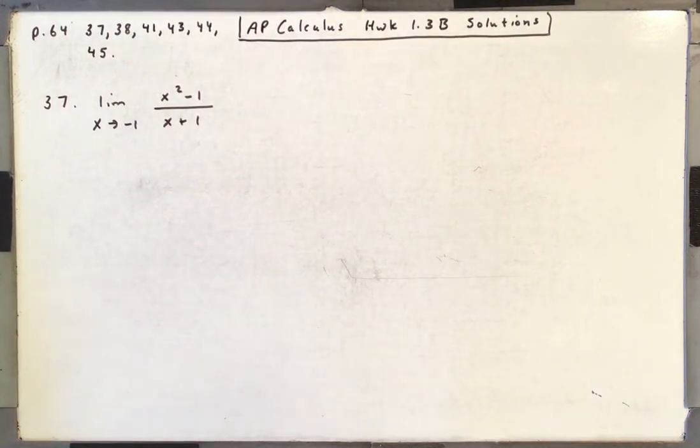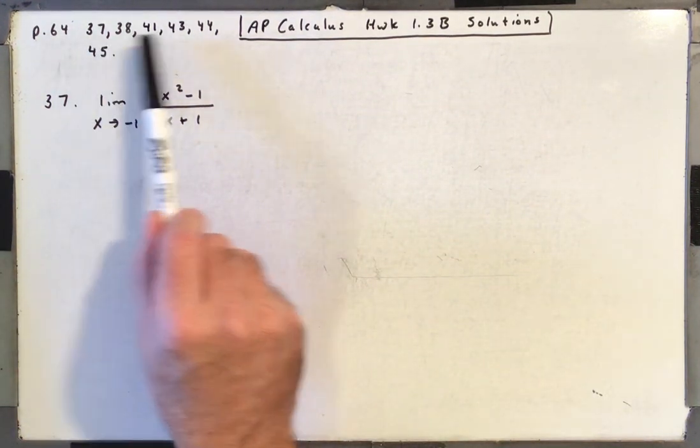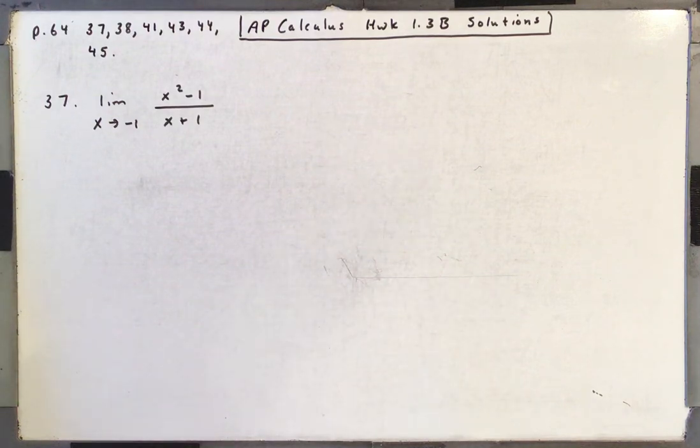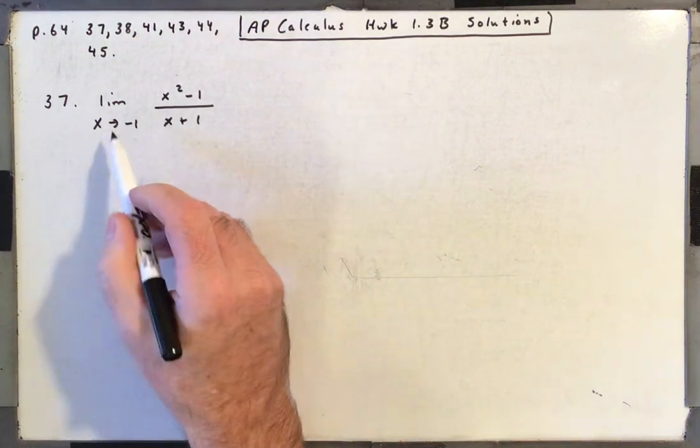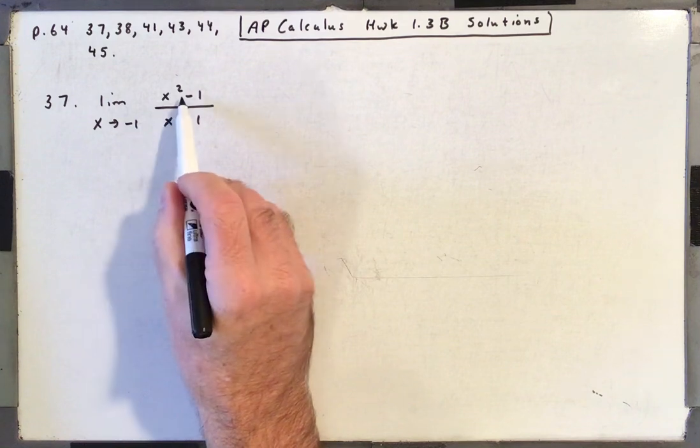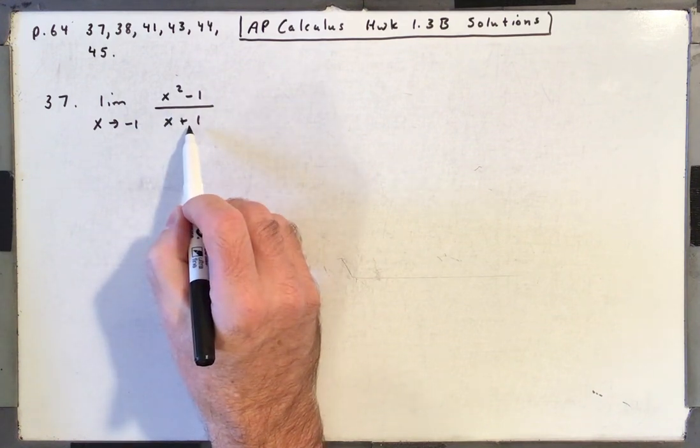All right, this is the solutions video for homework 1.3b, page 64, and we're going to do 6 problems, starting with number 37. So we take the limit as x approaches -1 of x squared minus 1 over x plus 1.